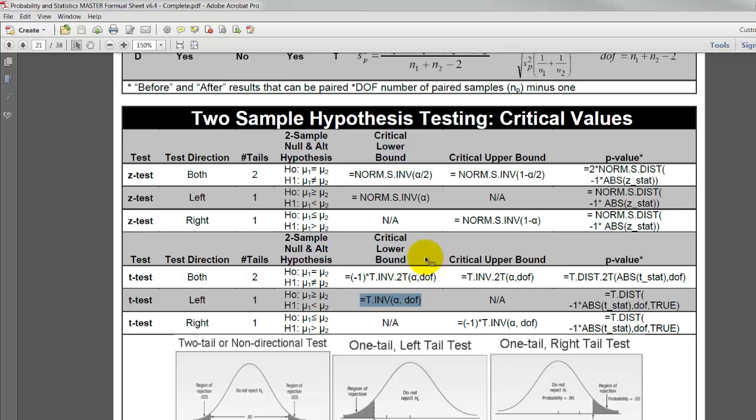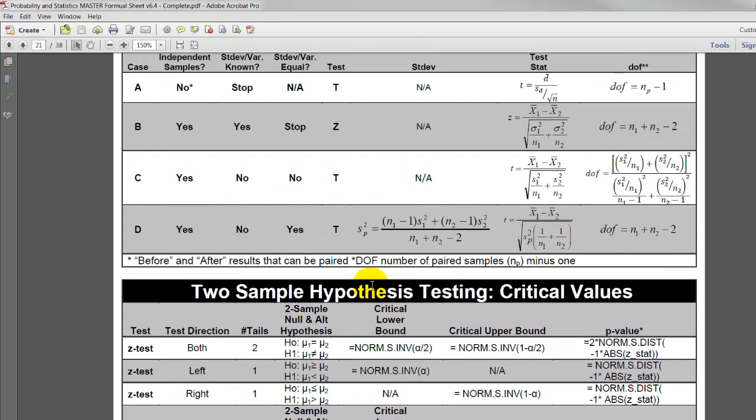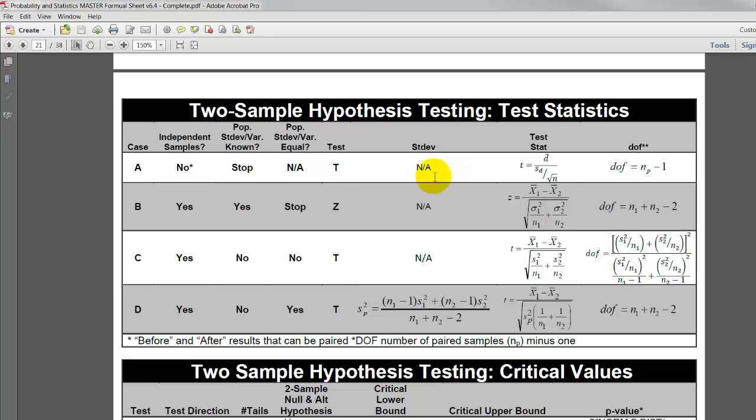The degrees of freedom is actually a little bit difficult to determine. Before this, if we're talking about a one sample test, it's always n minus 1. Okay, let's look at this table again up here. We have that case A has a degree of freedom DOF equals NP minus 1. Well, what does that necessarily mean? NP, we have this little note, the before and after results can be paired. That's the first star here for the note. And then the star on the DOF, number of paired samples minus 1. Okay.